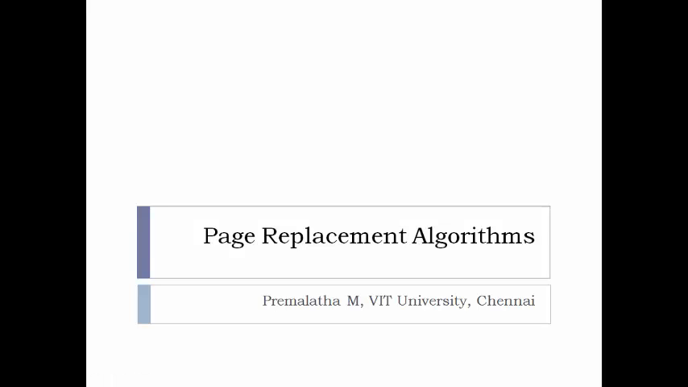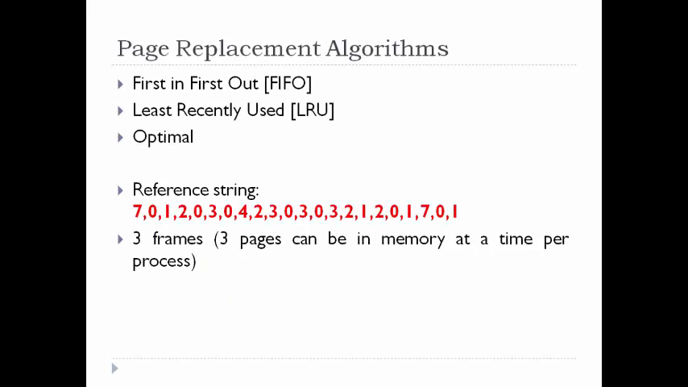Today I am going to deal with the page replacement algorithms. We have three types of page replacement algorithms: FIFO, LRU and optimal. FIFO is first in first out, LRU is least recently used, and optimal is where we replace the page which is not going to be used for the longest period of time.